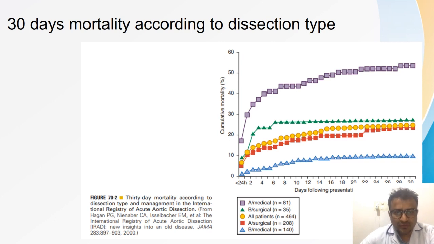And the lowermost blue triangle shows the medical therapy when it was offered to the type B dissection. Again, it is showing the very low mortality, confirming the idea behind offering the medical treatment to the type B dissection and the surgical modality to the type A dissection.